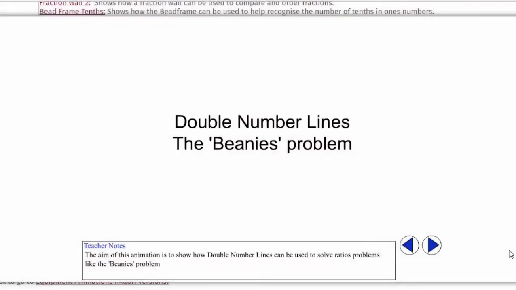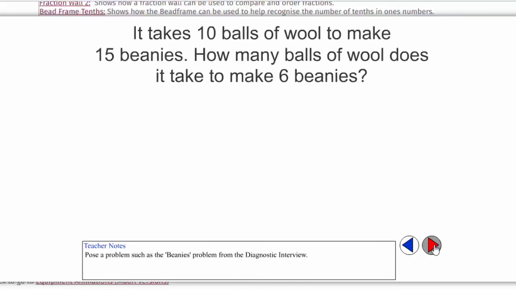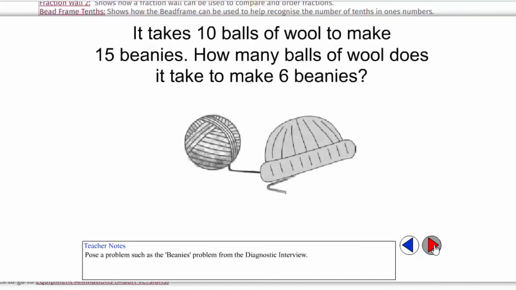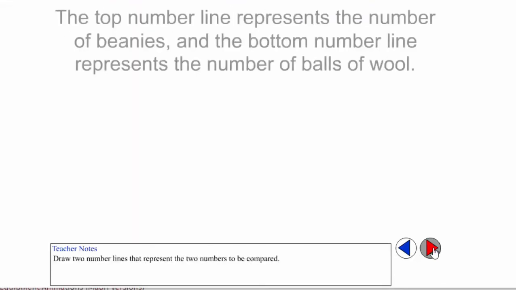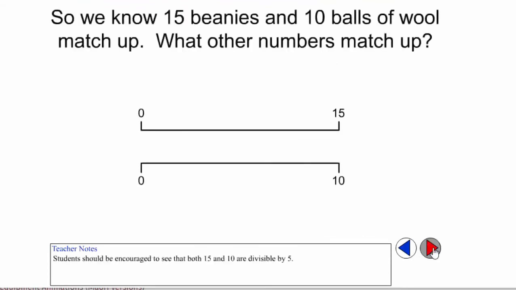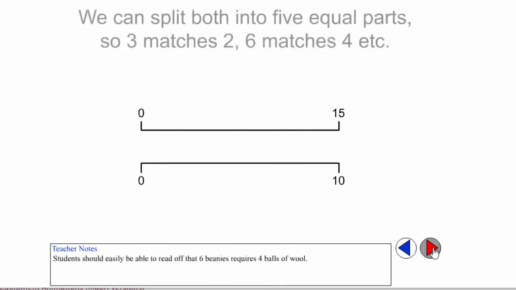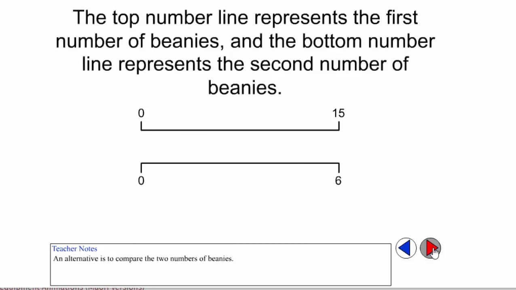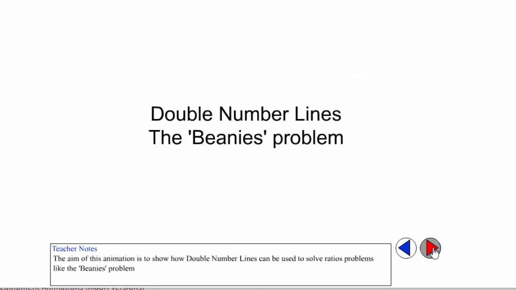The aim of this animation is to show how double number lines can be used to solve ratio problems like the beanies problem. In this one, it provides you a context so that you're able to make sense of the quantities on the double number line. Again, these animations are for teacher use.